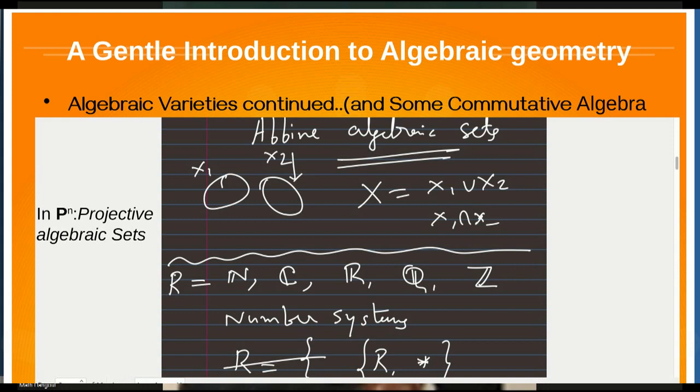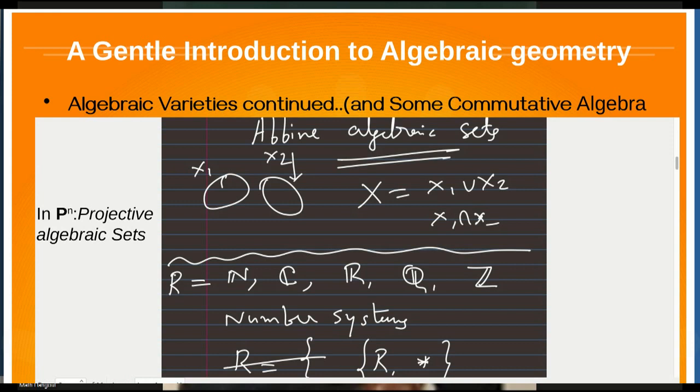So that's the point here. You could get the affine algebraic set as a union of two connected sets, connected in some topology. Basically, one looks at the Zariski topology.